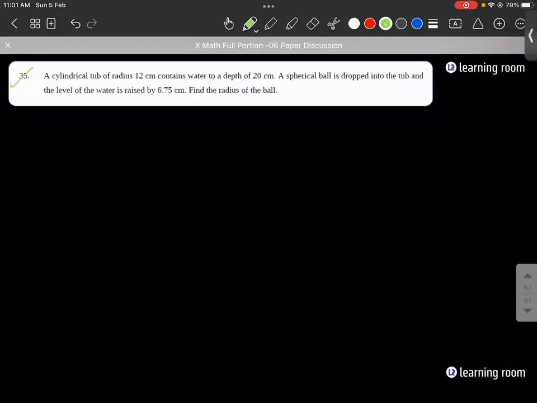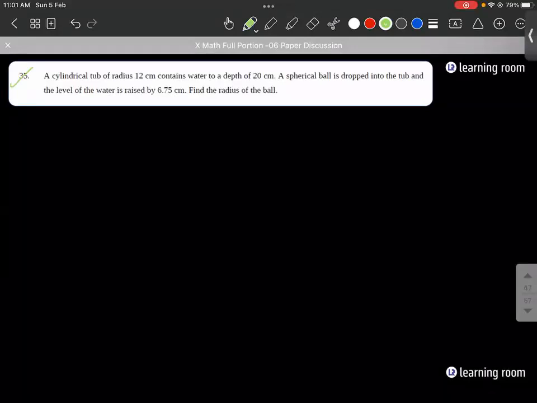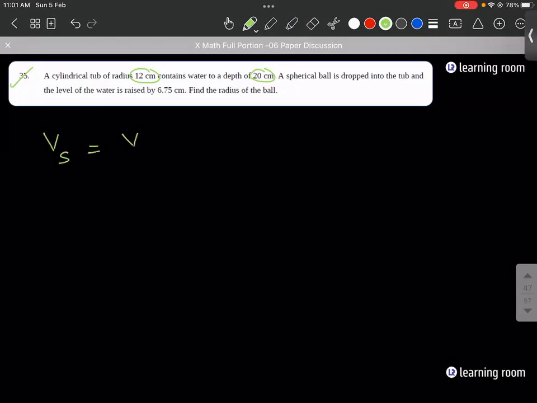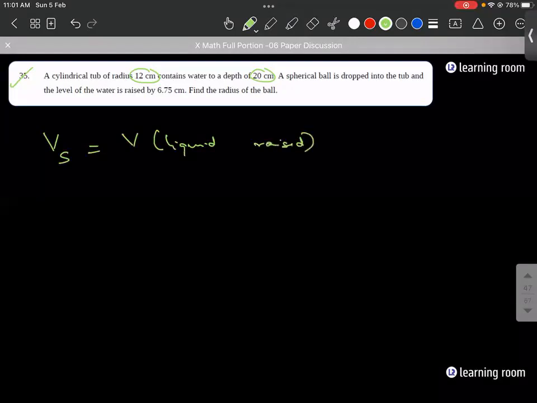So 35th, how to do this? This is again based on the Archimedes principle concept. The height of a cylinder tub of radius 12 centimeter contains water up to a depth of 20 centimeter. A spherical ball is dropped into the tub and the level of the water is raised by 6.75 centimeters. So what should I do? The volume of the sphere is equal to the volume of liquid water displaced, or raised.